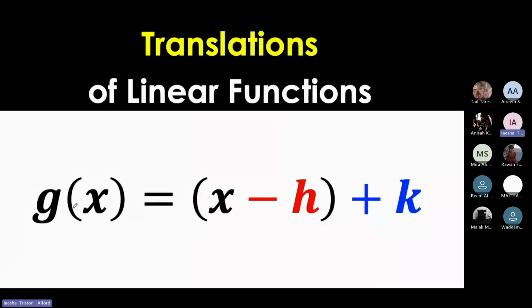This part in the beginning, the g of x, it's not very important. What is the important thing to know? Where is H and where is K? H belongs in the group. K belongs outside of the group. Everybody clear about that?